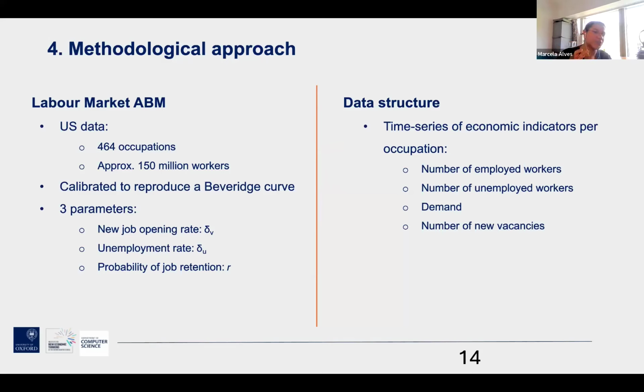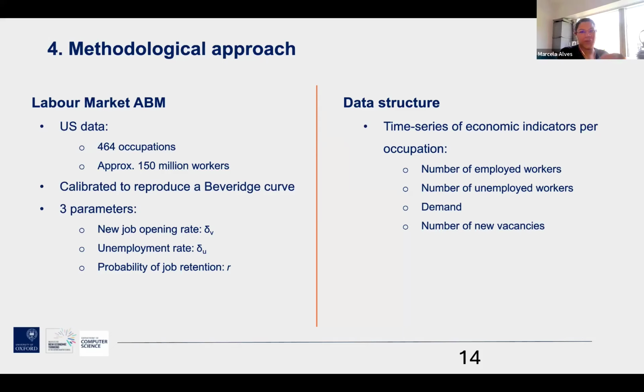And what we try to do is use this neural network algorithm to calibrate the rate of new jobs, the unemployment rate, and the probability of job retention, which is the probability of you moving to another occupation but on the same job. Yeah, you don't change careers. That's the probability of you not changing careers.